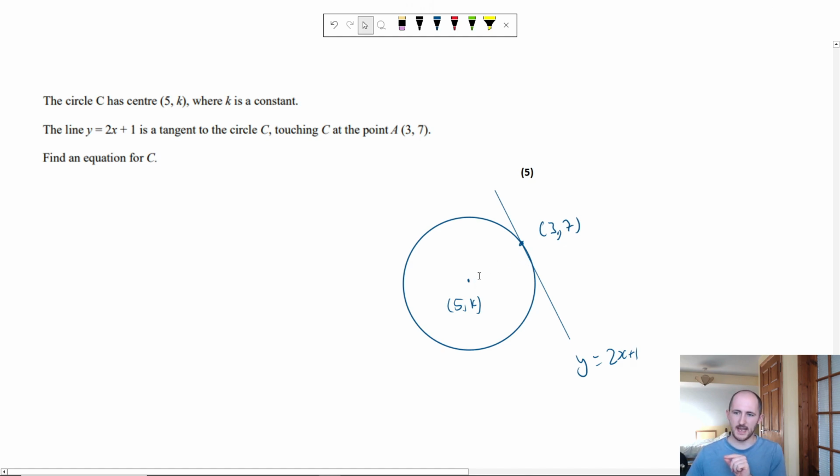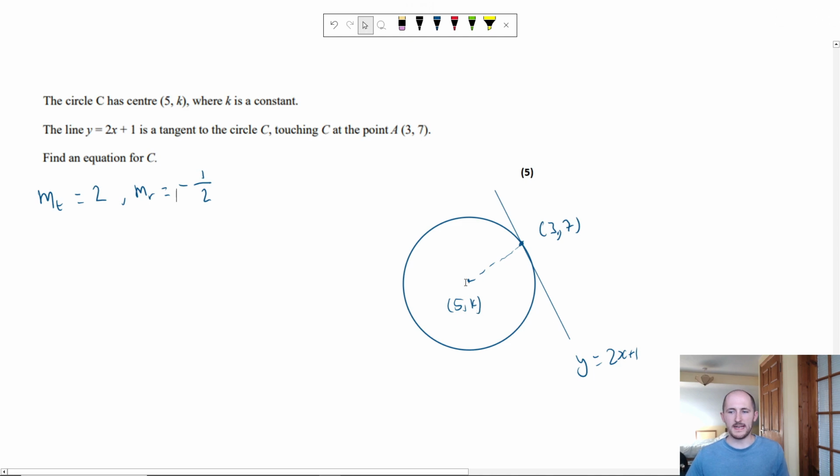This line here, the radius line, let's call it, is perpendicular to the tangent, but that also means the tangent's perpendicular to the radius line. So the gradient of the tangent is 2, right? It's the number in front of x, which means the gradient of the radius, flip it over, so 1 over 2, and make it negative.